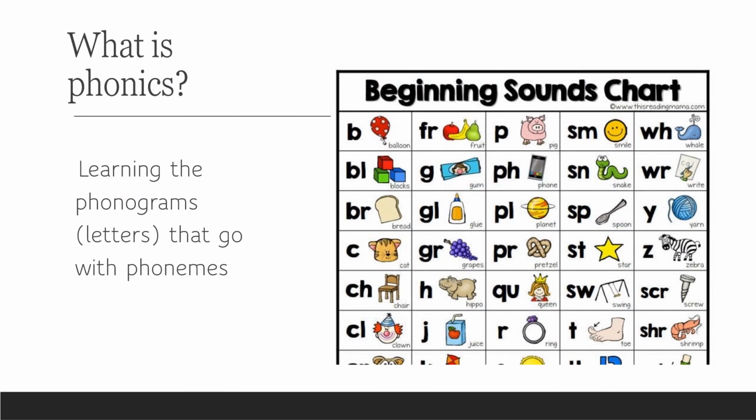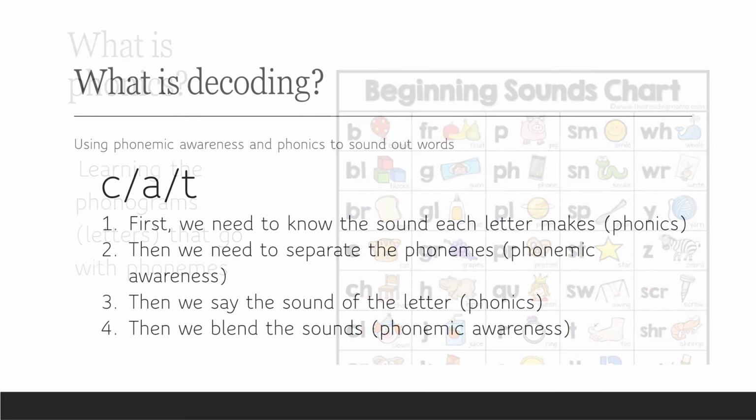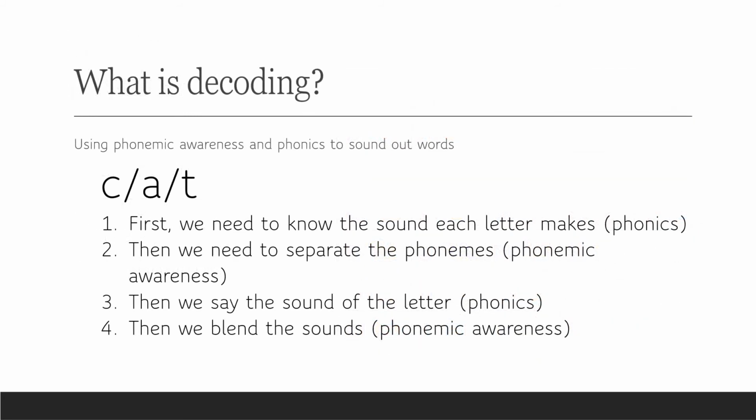Now, phonics, as I mentioned before, is learning the letters that go with the phonemes. So phonological awareness is separating the phonemes. Phonics is learning what letters go with them and being able to decode them. So when we talk about decoding, it means that we're using phonemic awareness and phonics. We're using both of them to sound out the words.